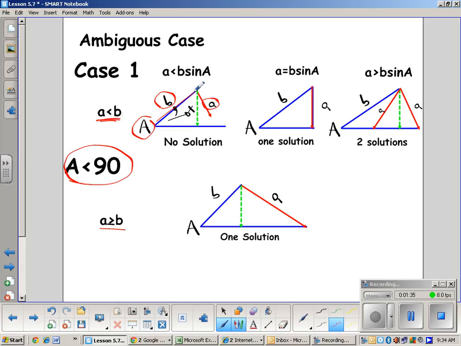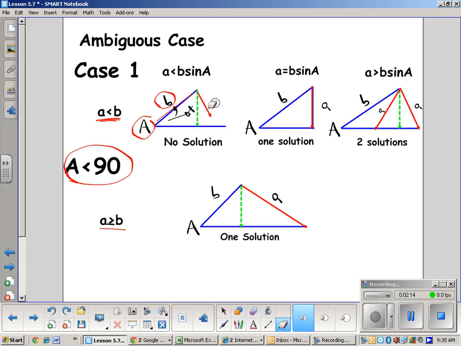We have one where this side is shorter than this green side, the perpendicular. We have one where it's equal to that perpendicular, and we have one where it's longer than the perpendicular. And so when it's longer, this is hard to do because as I swing this, it changes lengths, but if I was swinging this around, it would hit here, and as I swing it around, it hits again over here.